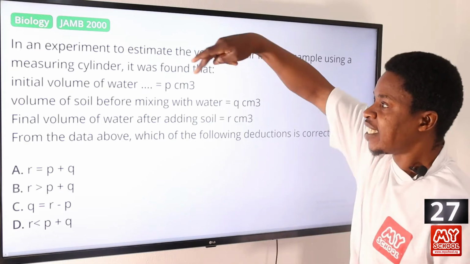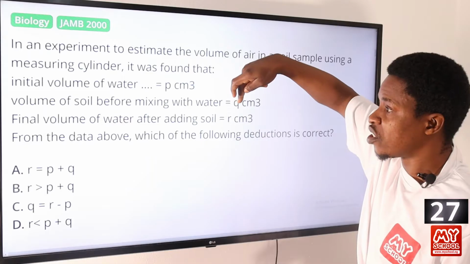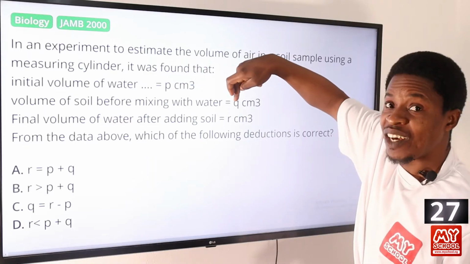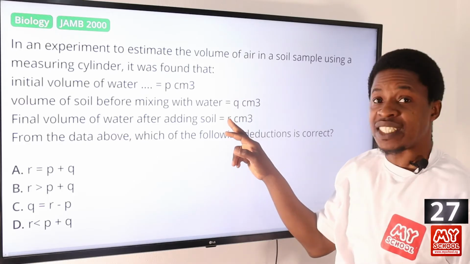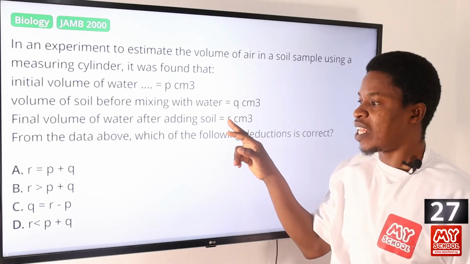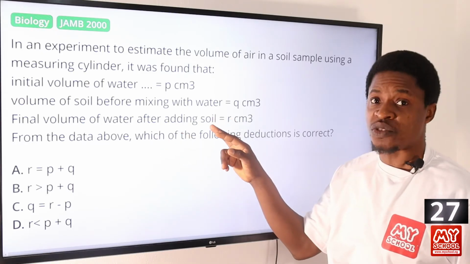So the addition of the volume of water and the volume of the soil added together should not be greater than this. It should be lesser than this, because water had already been added into this soil.